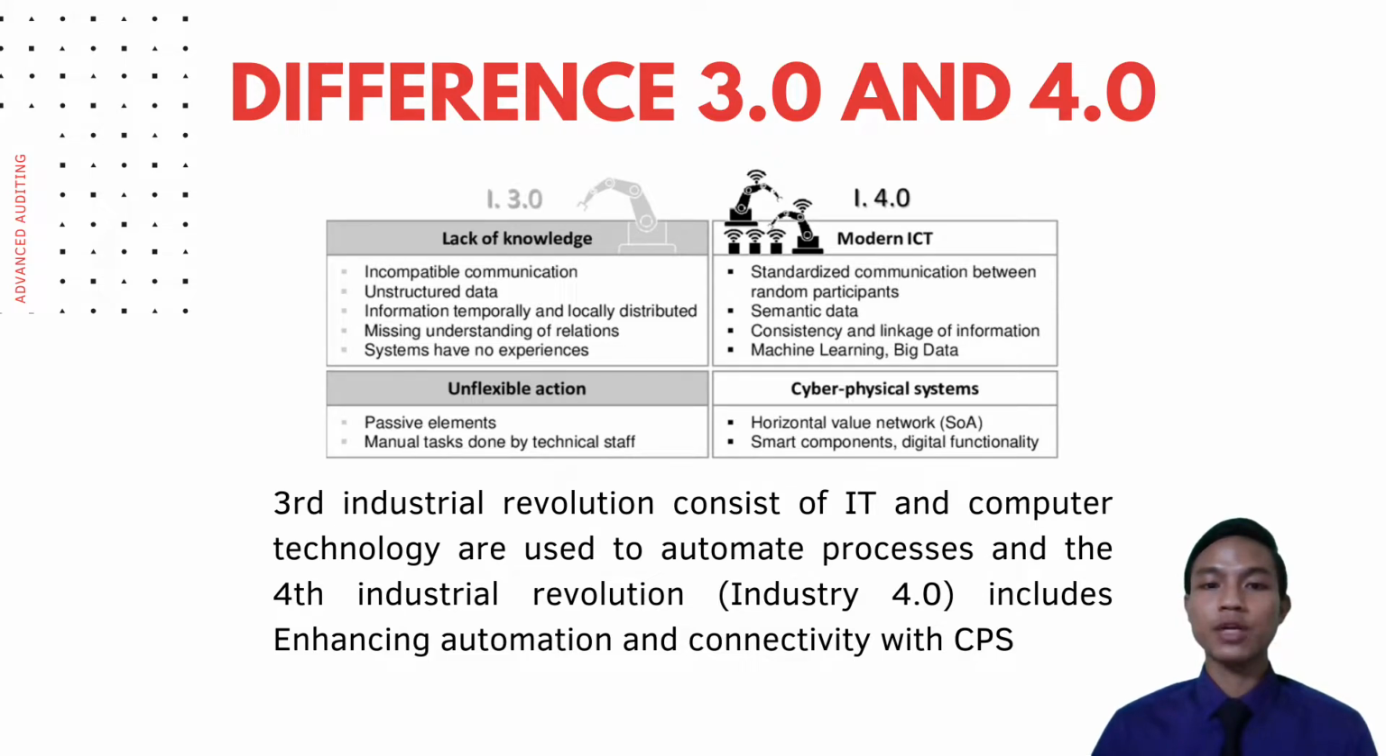Basically, in the third industrial revolution, IT and computer technology are used to automate processes, and the fourth industrial revolution includes enhancing automation and connectivity with CPS. To put it in simple words, the basic difference is that the machine works autonomously without the intervention of a human in Industry 4.0, whereas in Industry 3.0, the machines are only automated.